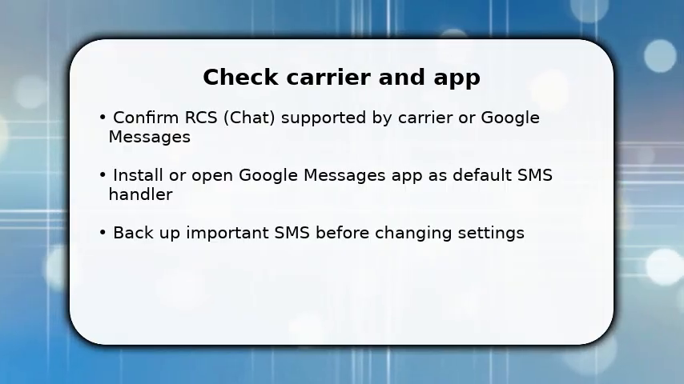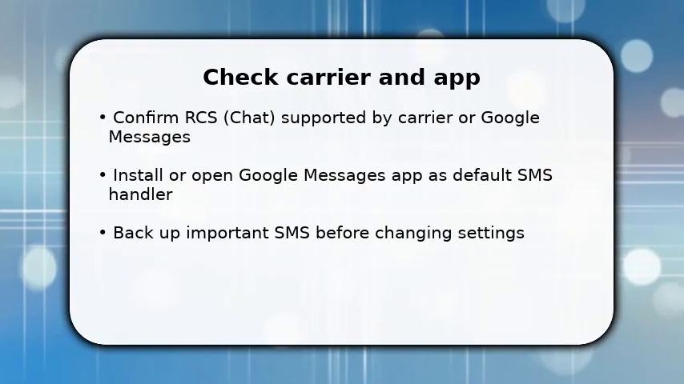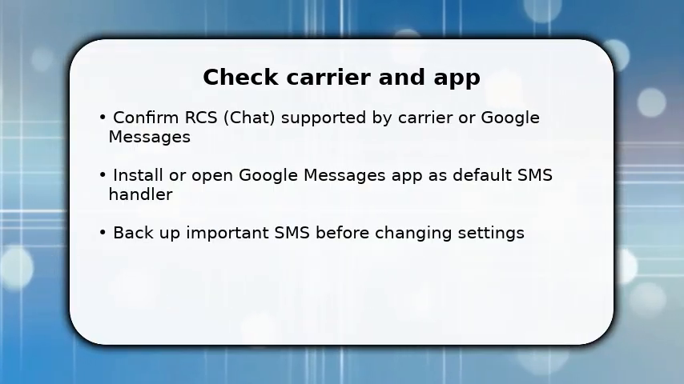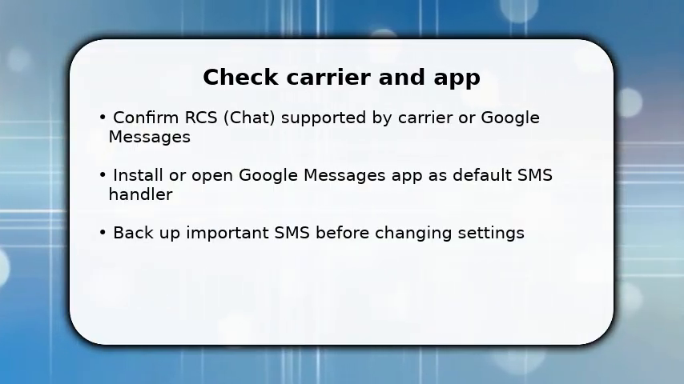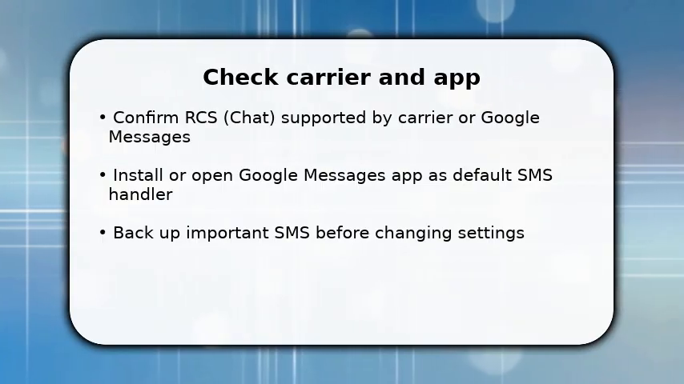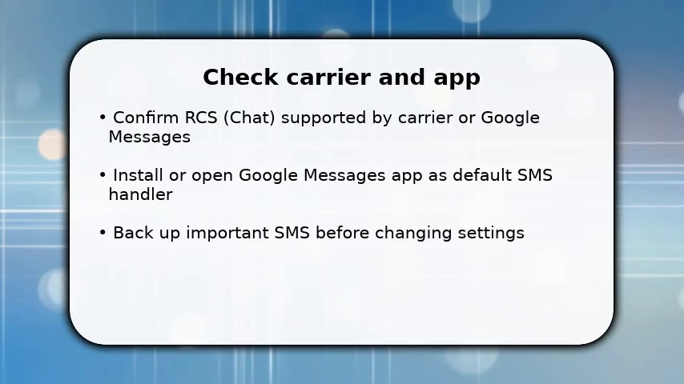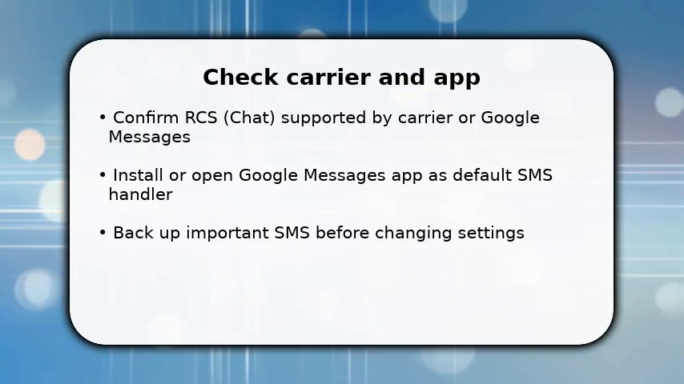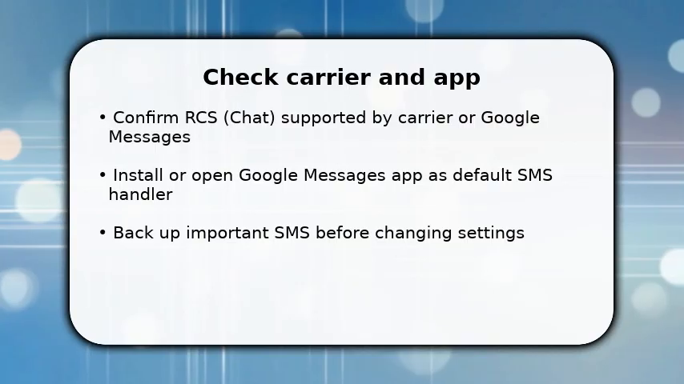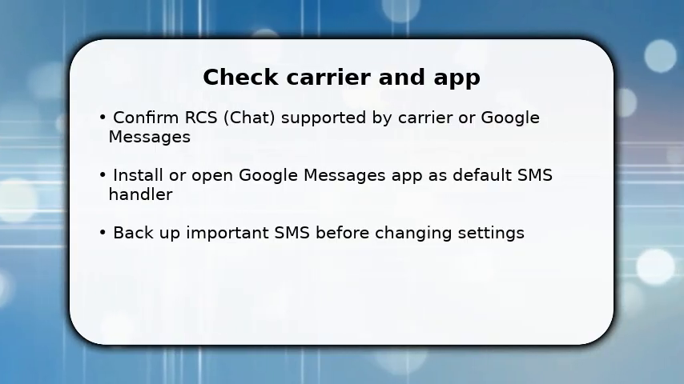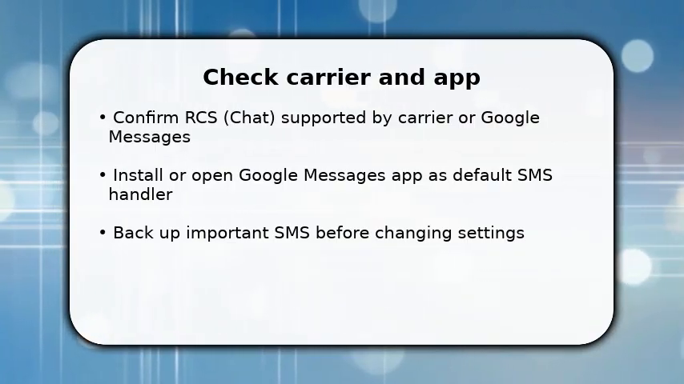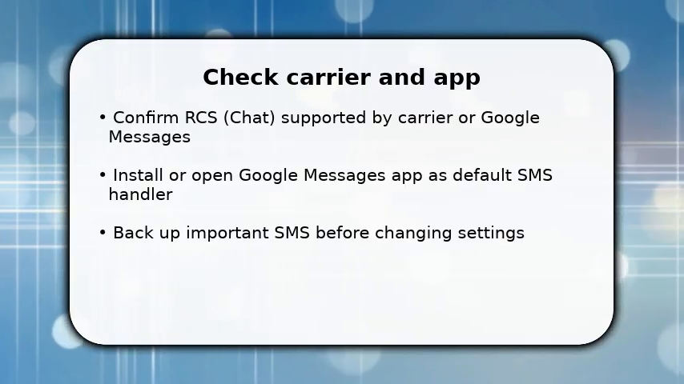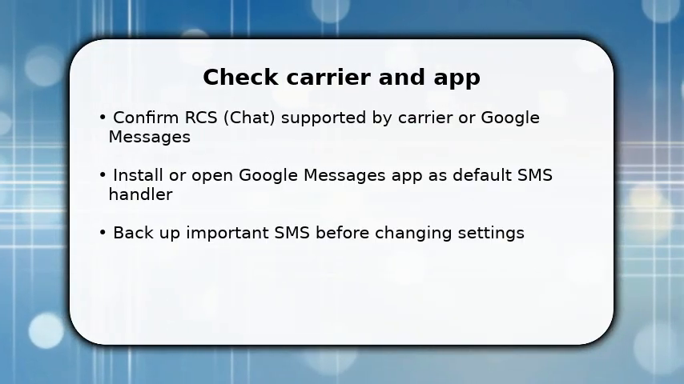You start by confirming whether your carrier or the Google Messages app is providing RCS. That determines which settings matter. Open Google Messages and set it as your default SMS app if it isn't already, because only the default app exposes full RCS controls. Once done, tap the three-dot menu, then Settings, and choose Chat Features. This brings you directly to the RCS controls.